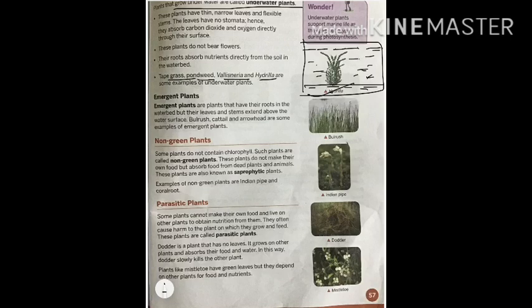They have thin, narrow leaves and a flexible stem. They have a flexible stem so that they can adjust to the flow of water, and the leaves are very thin and narrow. They have no stomata. They absorb the gases from their surface, the plant body, not from the stomata, because they don't have stomata. They don't have flowers. These are non-flowering plants, and their roots absorb nutrients from the soil. So these are the features.